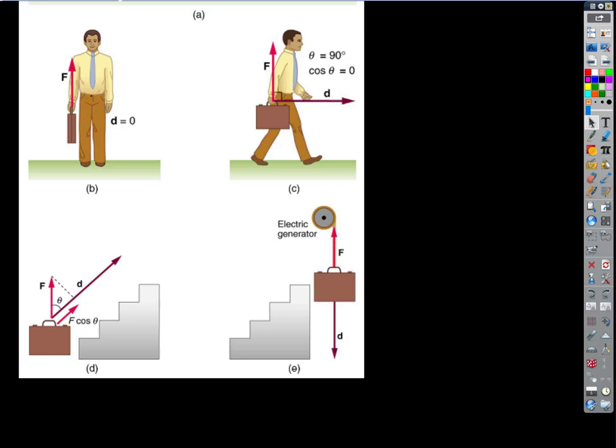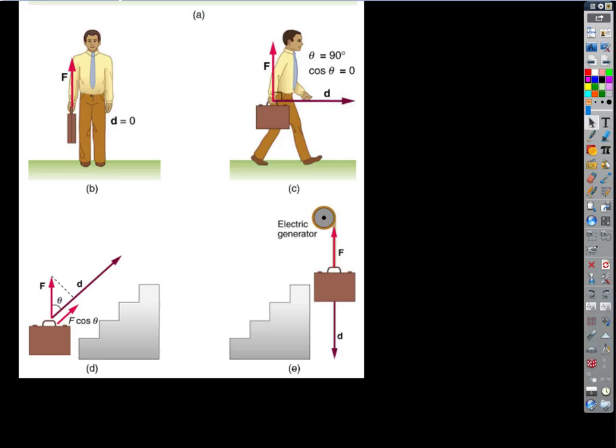Yeah. He is, right? Then there is work being done, right? Because there's a vertical component to that displacement, and the force is vertical, right? Okay, so that probably is a little confusing, I bet. So there's no work being done, but I'm exerting some force.